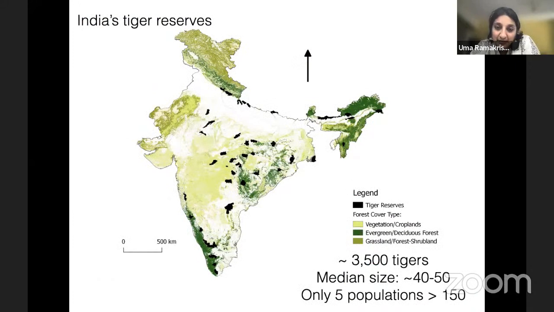So here's the lay of the land again. The black polygons are the tiger reserves in India, and you can see that they are quite spread out and sometimes far away from each other. While there are 3,500 tigers, or whatever, we can argue about those numbers, maybe 3,000, the median population size is 40 or 50 individuals. That is, most of these protected areas have about 40 or 50 tigers, and only 5 populations have more than 150 individuals. So for there to be low chances of extinction, we must have connectivity. This we know without any study at all, right?